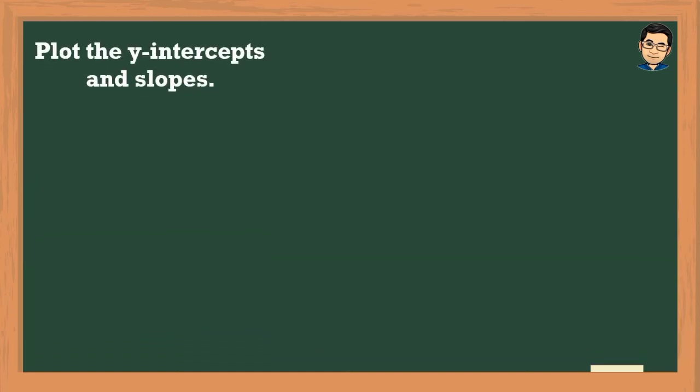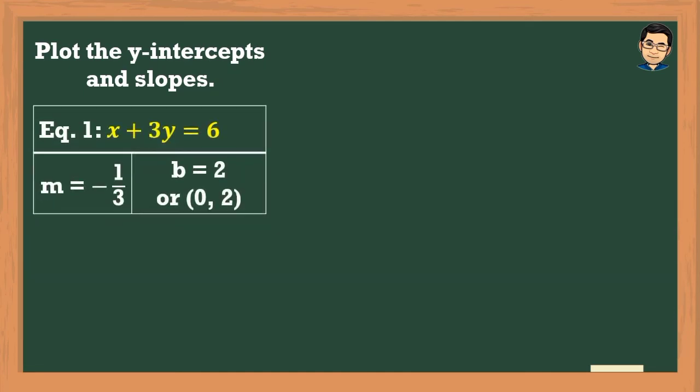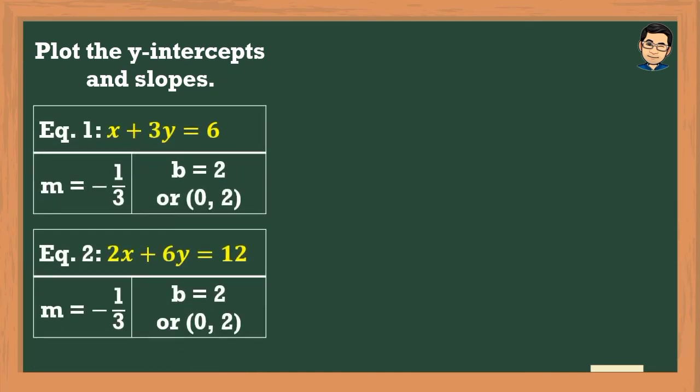So plot the y-intercepts and slopes. Ayan. So, parehong-pareho yung slope na negative 1/3. Tsaka yung y-intercepts na 0, 2.